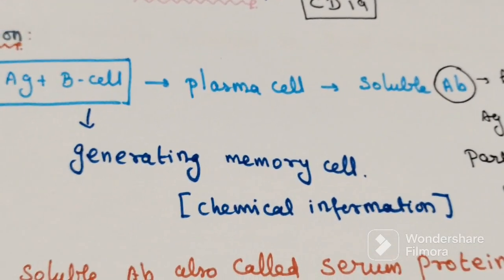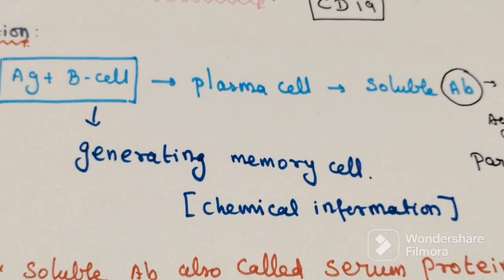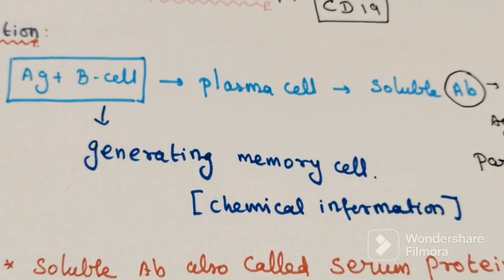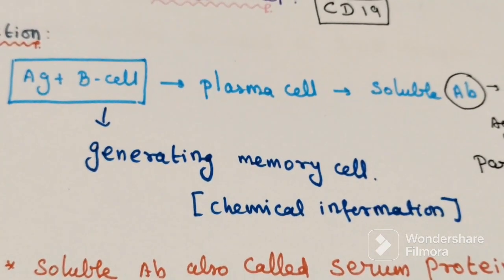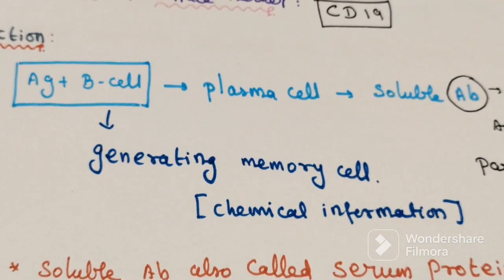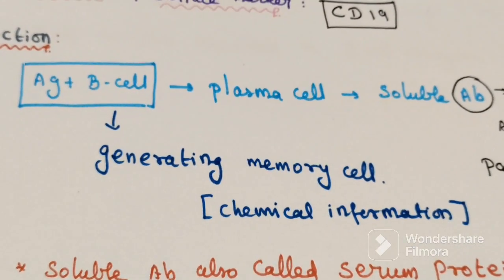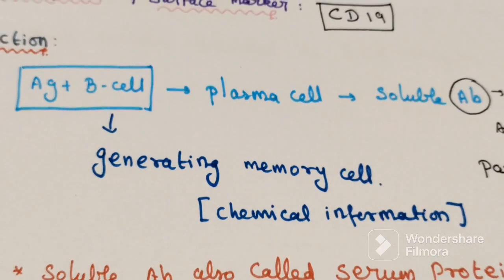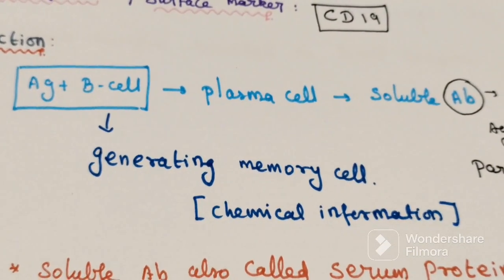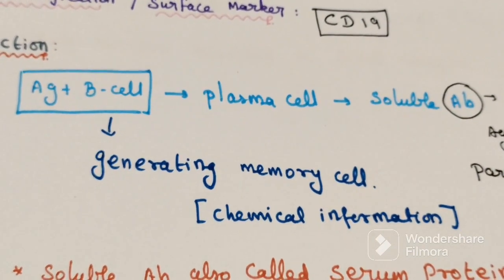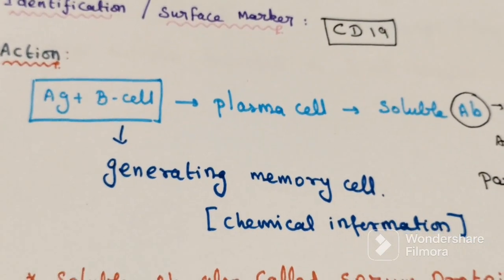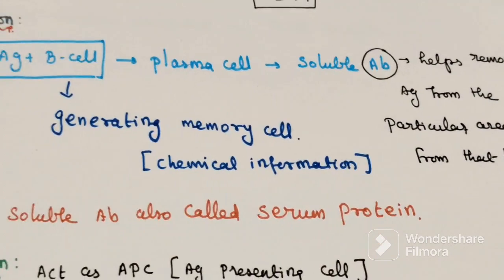B cells are also very famous for generating memory cells. They can form memory for any kind of antigen attack. When an antigen attacks the body for the first time, and the same antigen attacks a second time, this particular memory cell identifies the pathogen very effectively. This antibody is also known as serum protein.